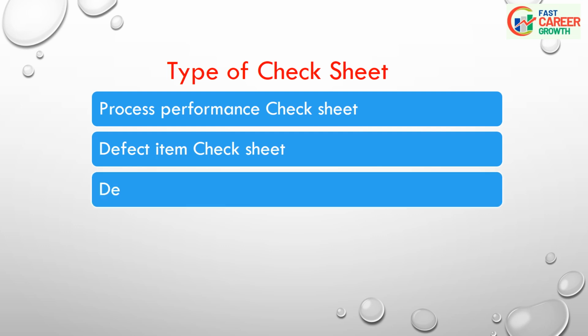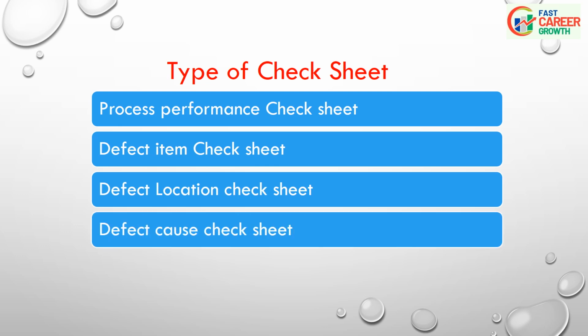Defect location check sheet. A defect location check sheet is focused on recording the locations where defects or issues occur in a product, system, or process. This type of check sheet is often used in manufacturing and maintenance contexts. It allows you to pinpoint where defects are concentrated within a product or system. By tracking this information, you can prioritize corrective actions, optimize inspections, and enhance product design or maintenance procedures to reduce defects in specific locations.